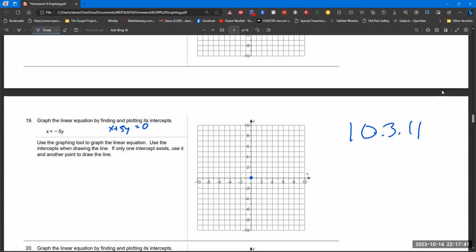See this part that says if only one intercept exists, use it and another point to draw the line. So I'm going to let y be 1 and solve from the original form, and x is -5. So -5, 1 is an additional point. We'll just use that to graph my line.